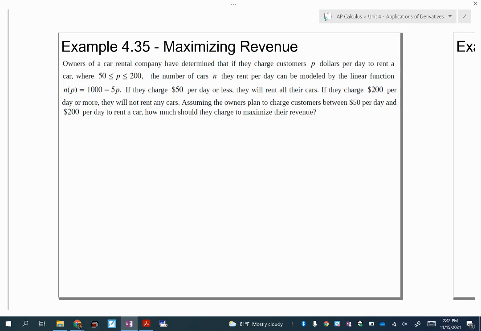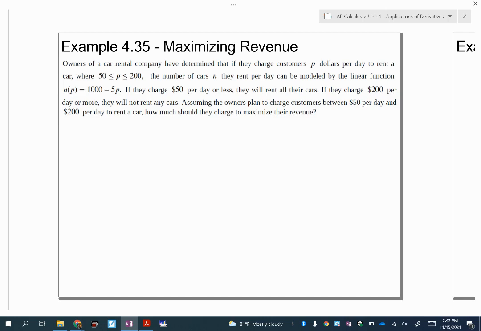So they tell us that this rental car company has determined that if they charge their customers P, so the price P, dollars per day to rent a car, where the price is between $50 and $200 a day, the number of cars they rent per day, N, can be modeled by the linear function N equals 1,000 minus 5 times the price that they charge per day. If they charge $50 per day or less, they'll rent all their cars. If they charge $200 per day or more, they won't rent any cars. So that's kind of telling us that we have to choose a price that's between 50 and 200. And if we want to do that, what price should we tell them to use to maximize their revenue?